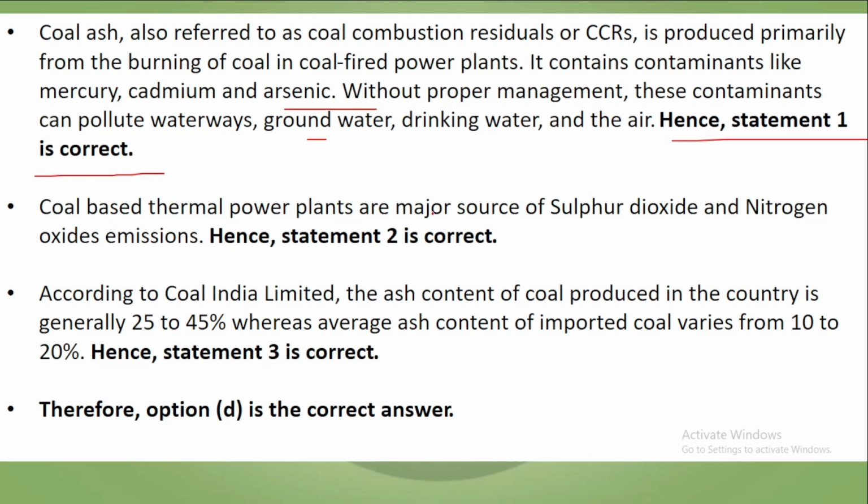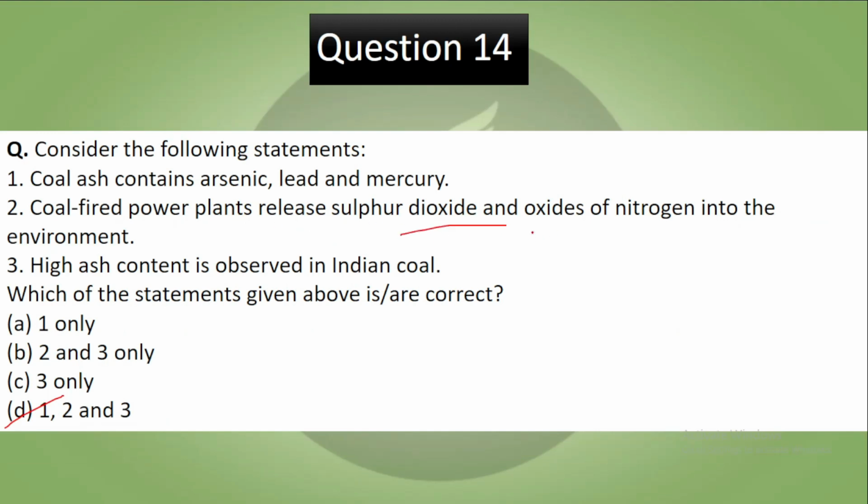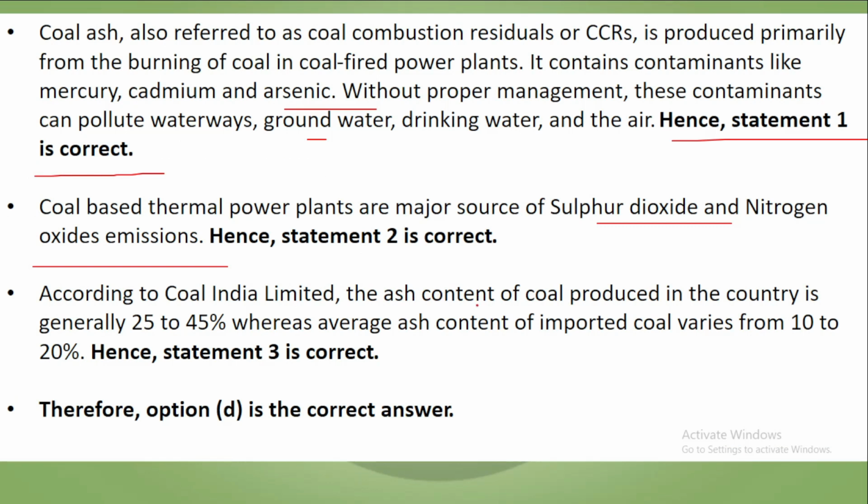Coal-based thermal power plants are a major source of sulfur dioxide and nitrogen oxides emission. Statement second was also correct. They are major producers of this, and high ash content is also present in the Indian coals according to the Coal India Limited. D was correct.